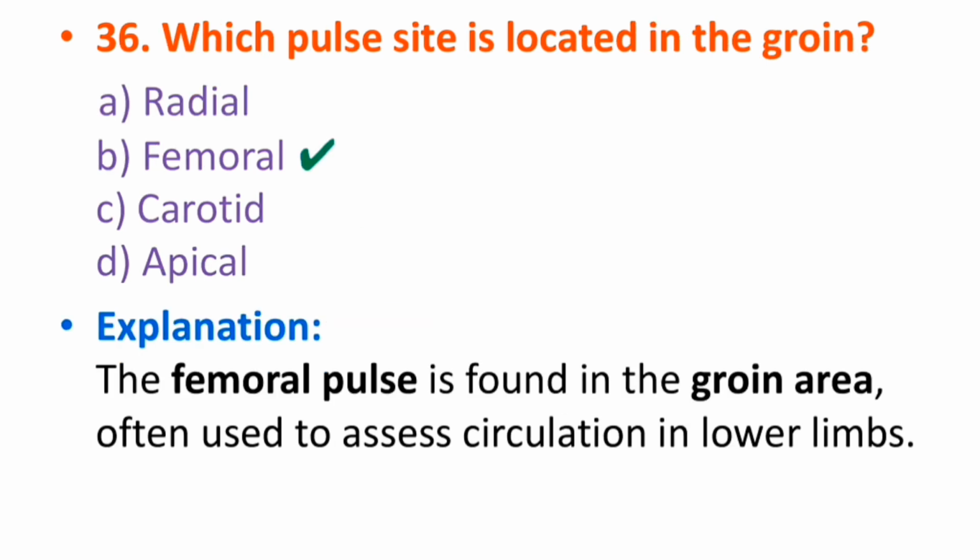Which pulse site is located in the groin? Option A radial, option B femoral, option C carotid, option D apical. The correct answer is option B femoral. The femoral pulse is found in the groin area, often used to assess circulation in lower limbs.